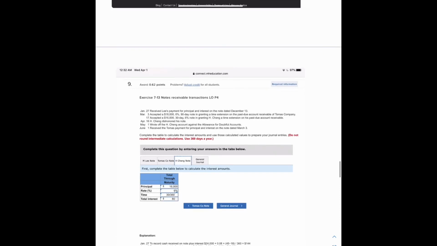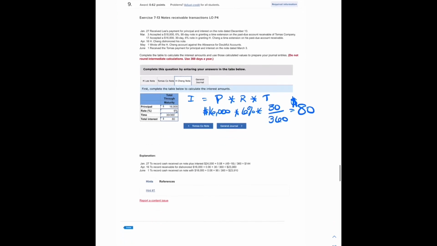Now for the last question, we're going to look at the last note from H. Ching. In this case, we got a $16,000 principal loan. We had a 6% interest rate. It was a 30-day note. And so once again, we have interest equal to principal times rate times time, which in this case is the $16,000 that was borrowed for the principal times the rate of 6% times 30 days out of 360. If you do that math, you'll come out to $80 that needs to be recognized.